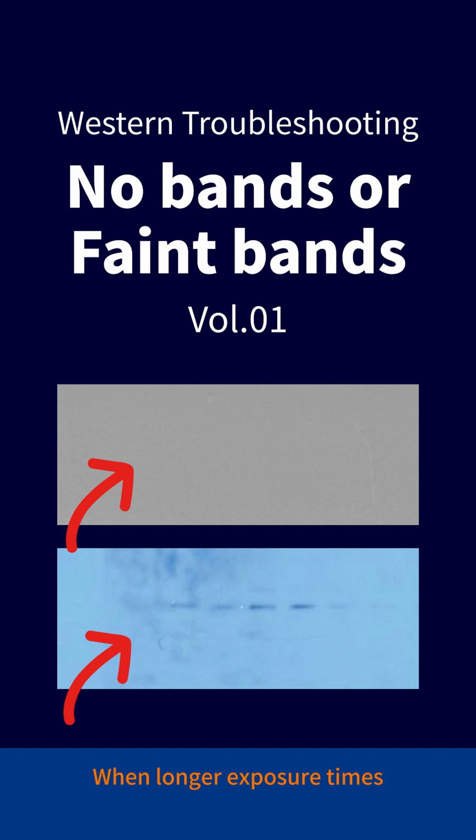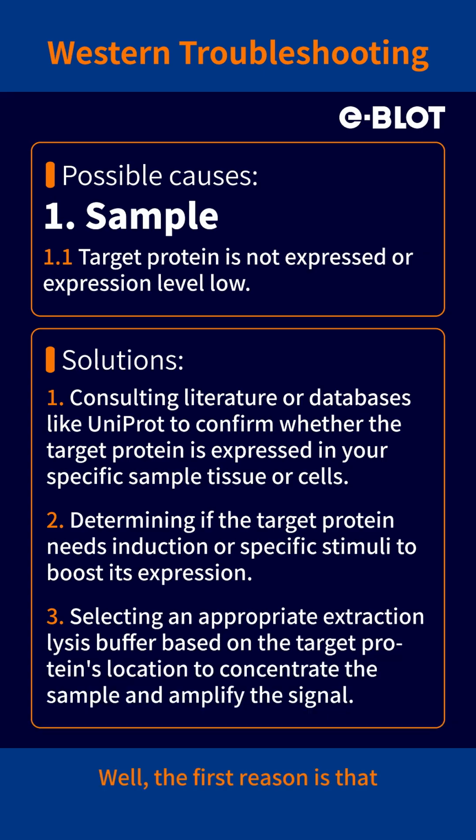When longer exposure times still don't do the trick, we're definitely going to check Western's entire process to figure out why. If the problem is with the sampling, what are the reasons that lead to this result? Well, the first reason is that our target protein is not expressed, or the signal of expression is low. This requires that we must refer to the literature or consult UniProt before doing Western. Go and check the expression samples, expression level, expression molecular weight size of our target proteins, and whether certain stimulus conditions are required to induce its expression.